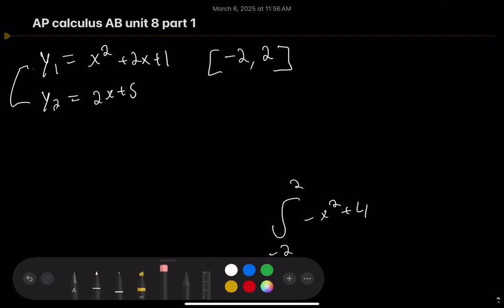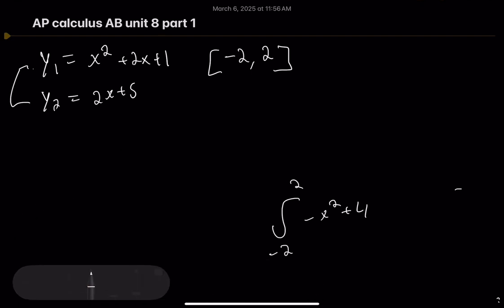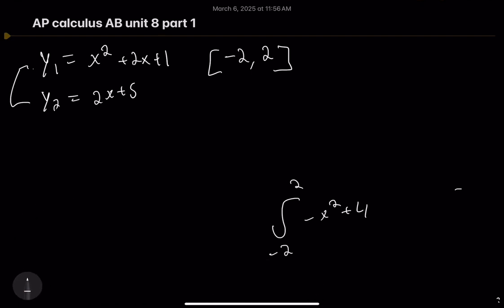So now that we have just the integral of negative x squared plus 4, we will find the actual integral, which will end up being negative x cubed over 3 plus 4x. And we will evaluate that from negative 2 to 2.